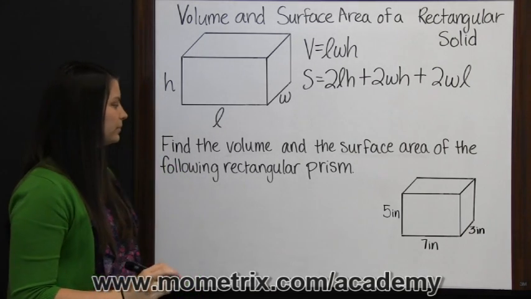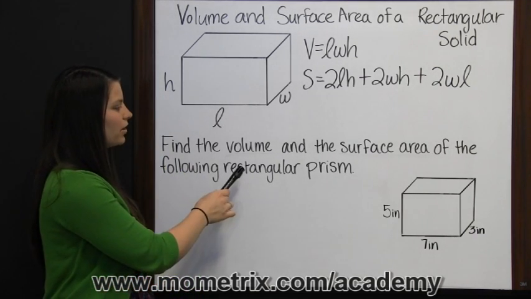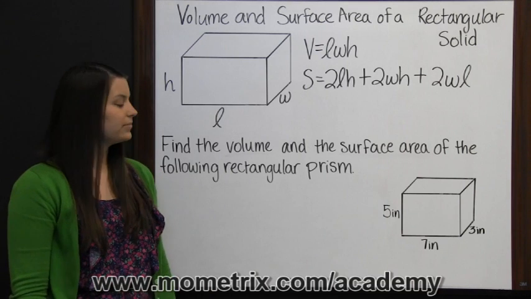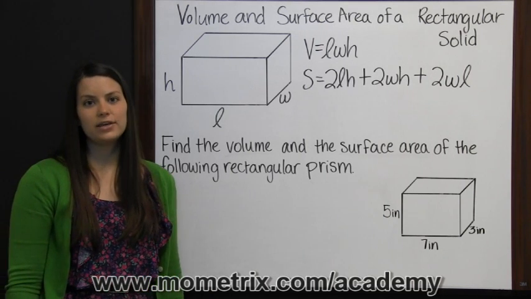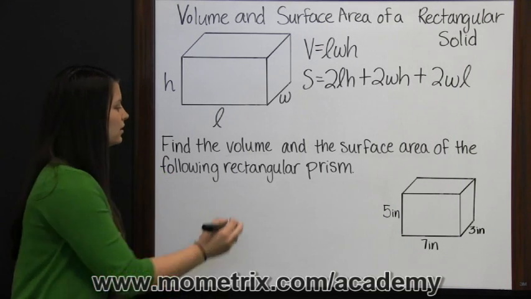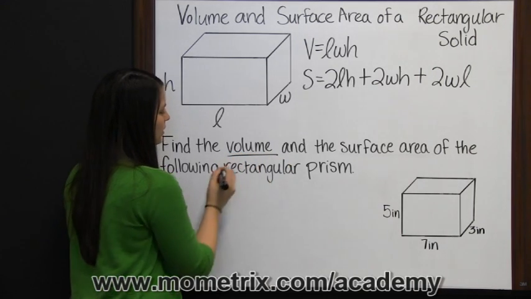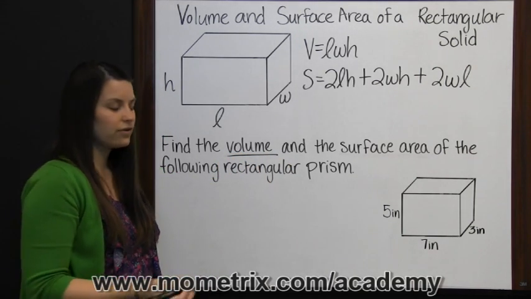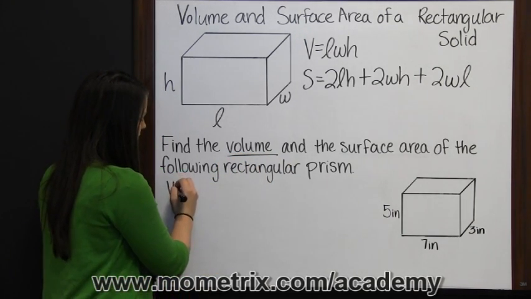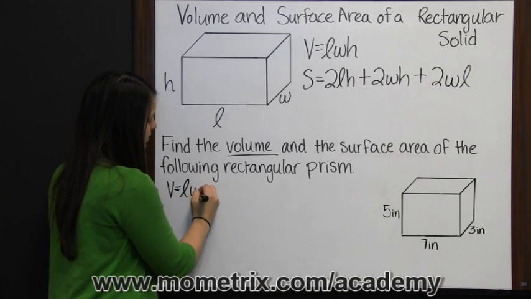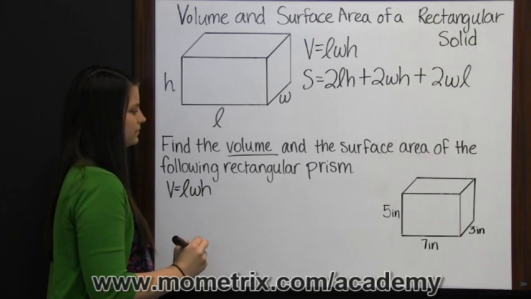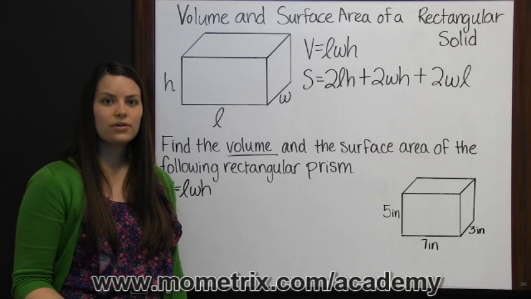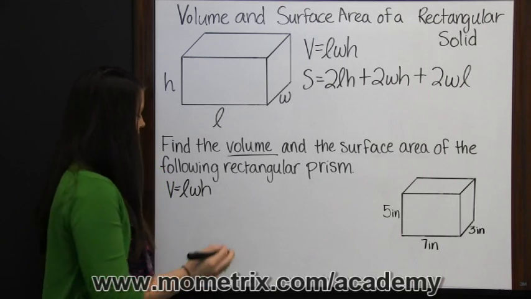Let's look at an example. Find the volume and the surface area of the following rectangular prism. Let's start with volume. So the first thing we're going to do is write our formula. Volume is the length times the width times the height.